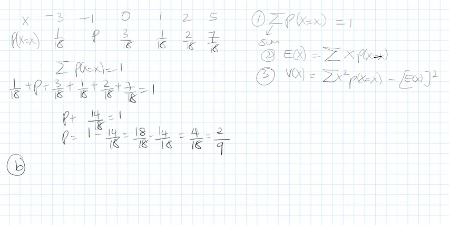Part B is finding E of x. Now, E of x is the sum of x multiplied by its probability. How do you do that? You take the x value, you multiply by its probability, and then you keep adding.